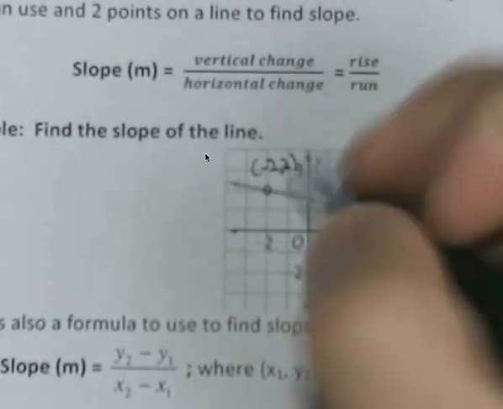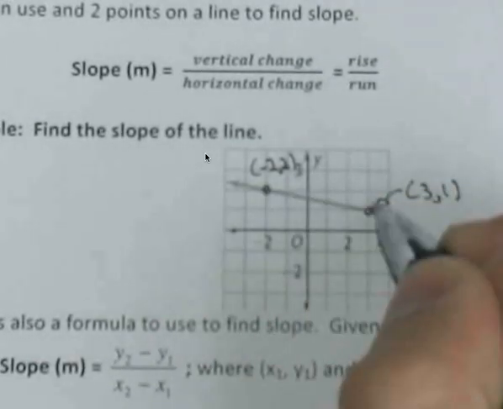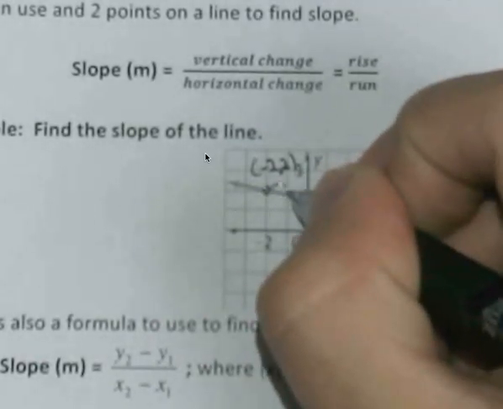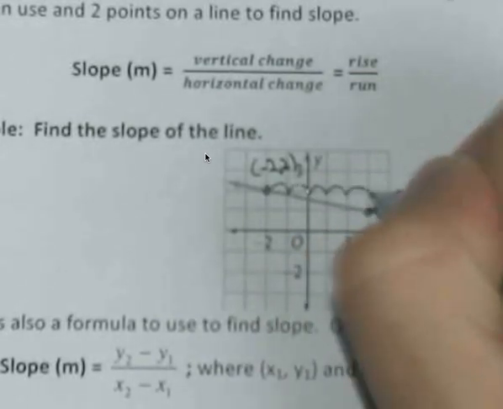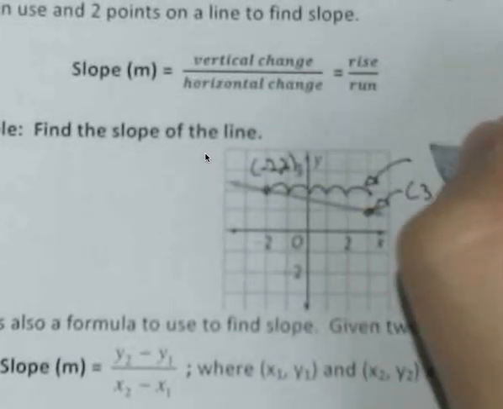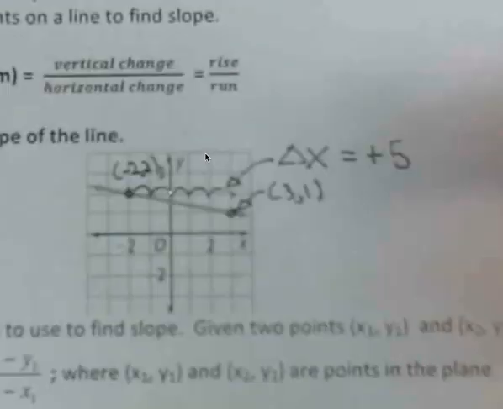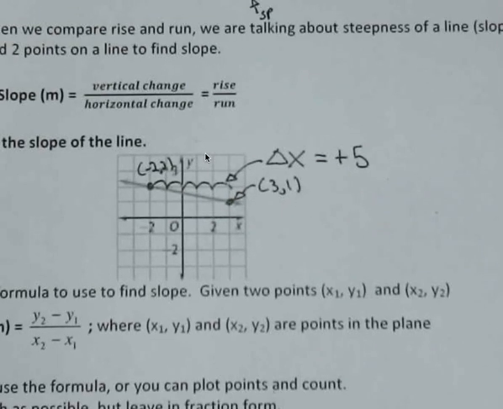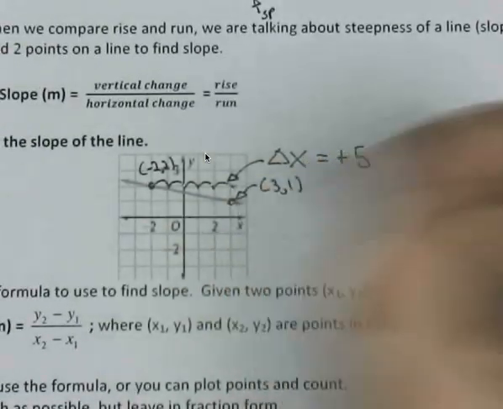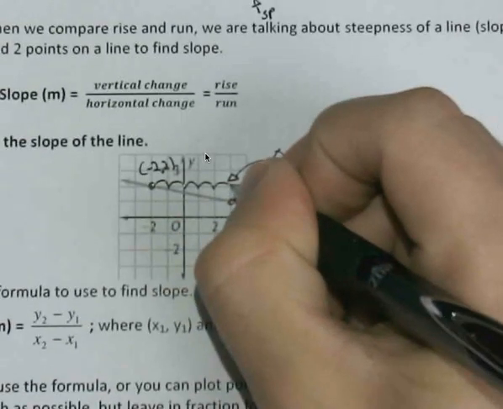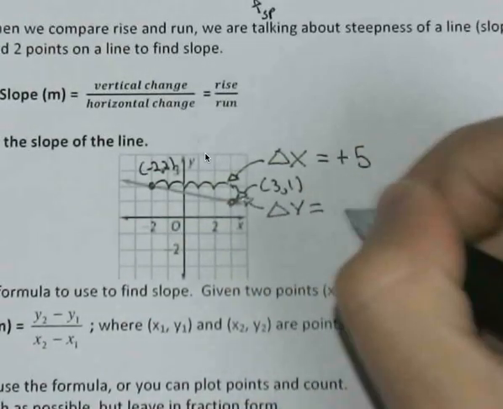So what this means is that we can measure the change in x, the difference from this x coordinate to this x coordinate. So let's do that. We would have to move over 1 time, 2 times, 3 times, 4 times, 5 times. So this is saying that our change in x is +5. And for the change in y, how many units would we have to go down from here to here? This would just be going down 1 unit. So our change in y is down 1 unit.